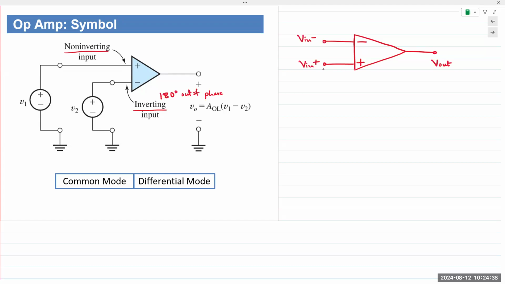Okay. So we have the inverting input, we have the non-inverting input. The inverting input is basically taking the input signal and creating an inverted image, meaning 180 degrees out of phase. Non-inverting, zero phase, there's no phase inversion or there is no phase transformation. If the input signal is 45 degrees, the output will be 45 degrees.